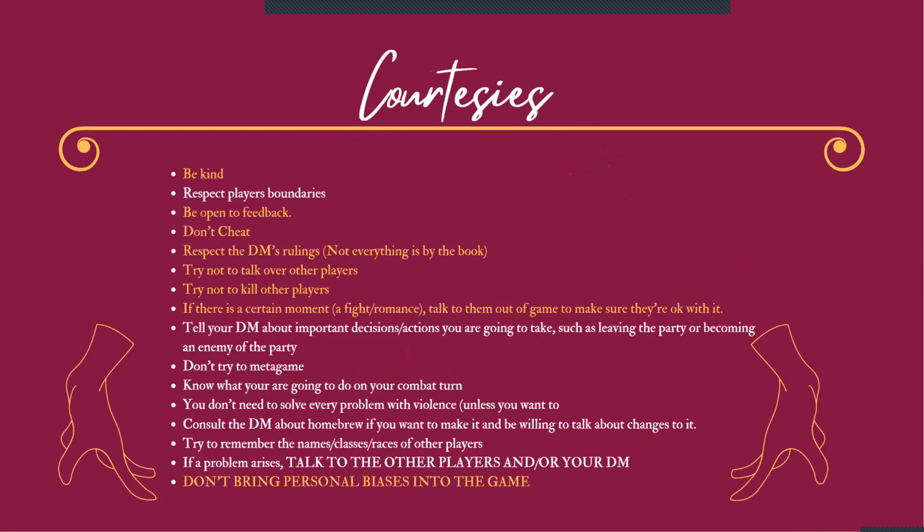Not everything is by the book. Try not to talk over other players. Try not to kill other players. If there is a certain moment, like a fight or a romance with another character, talk to them out of game to make sure they're okay with it. A fun example is I was in a one-shot the other day, and another character and I decided before playing that our characters had a previous romantic history, so we brought that into the one-shot a bit. You're definitely going to want to talk to whoever you're playing with beforehand.